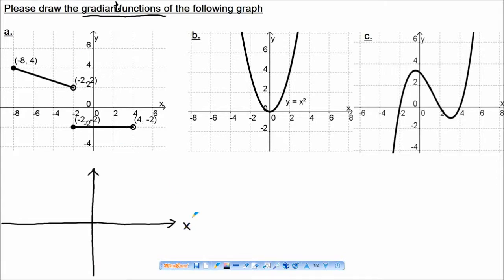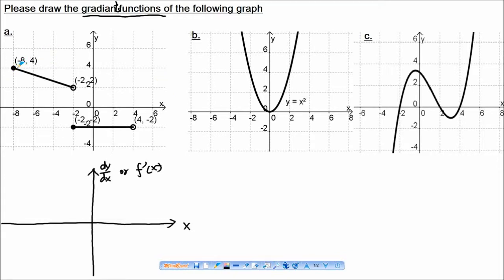Okay, and you have to draw a pair of axes. There is your x-axis and your y-axis. Label it as dy/dx, or you can label it as f'(x). Okay, it means this is the gradient graph of the original graph.